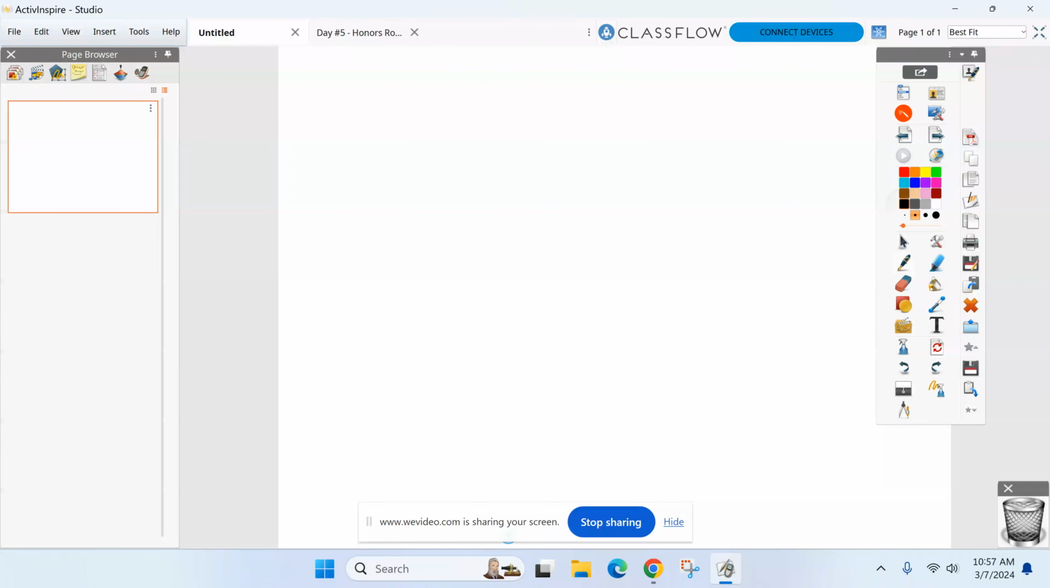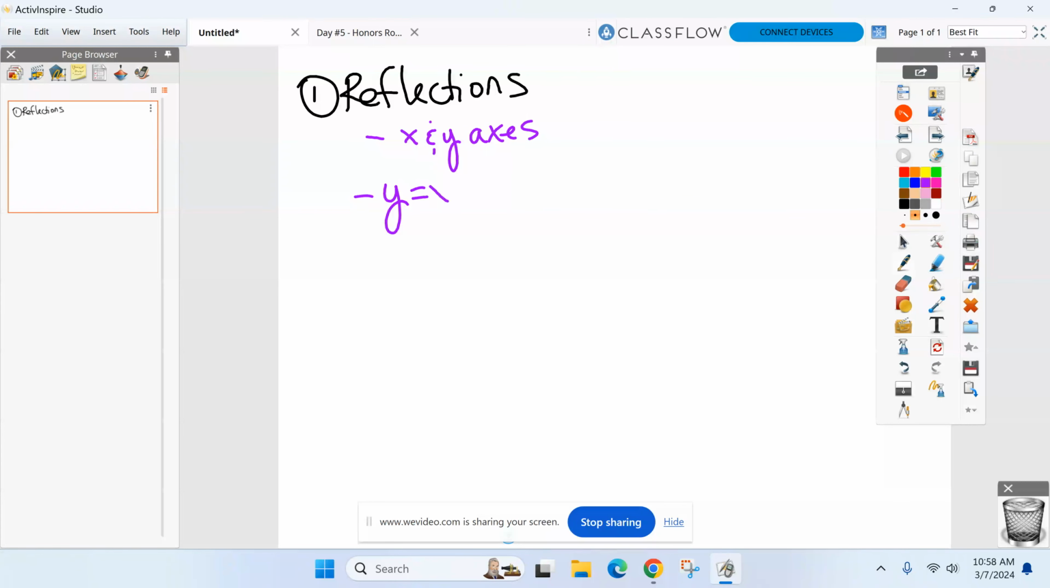You guys fill in the blanks here. We'll start from day one. Basic reflections. What do you think you're going to be responsible to reflect over? What are choices I could ask you to reflect over tomorrow? X and Y axes, yep. Y equals X, know the rule. Will?